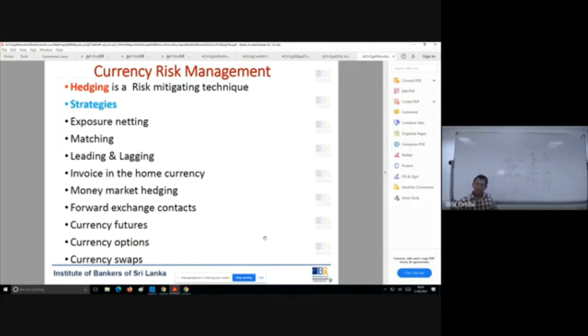Now, when you import a vehicle from Japan, you go to the bank and you have to open an LC. So what does it mean? You enter into a forward exchange contract now to pay for the vehicle, which is to be received after 1.5 months or 2 months, whatever. You enter into a contract now. Forward exchange contract.